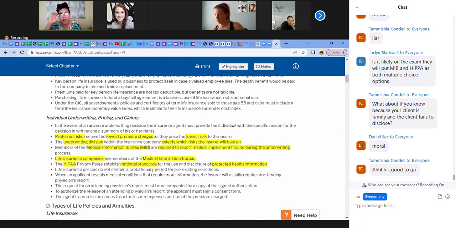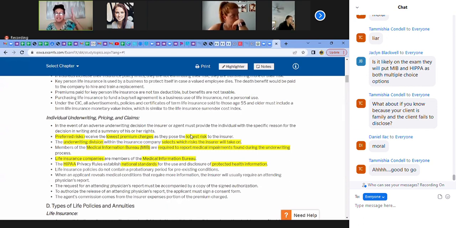So when the underwriter gets ready to approve you, here's the risk. You're going to be preferred, standard, or substandard. So they're going to say you're preferred, standard, or substandard. If you're preferred, it's going to be the cheapest, the lowest charges, because it has the lowest risk.